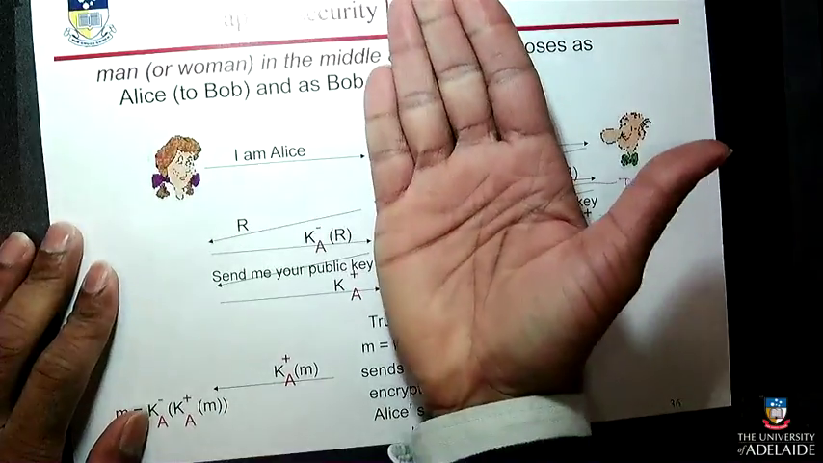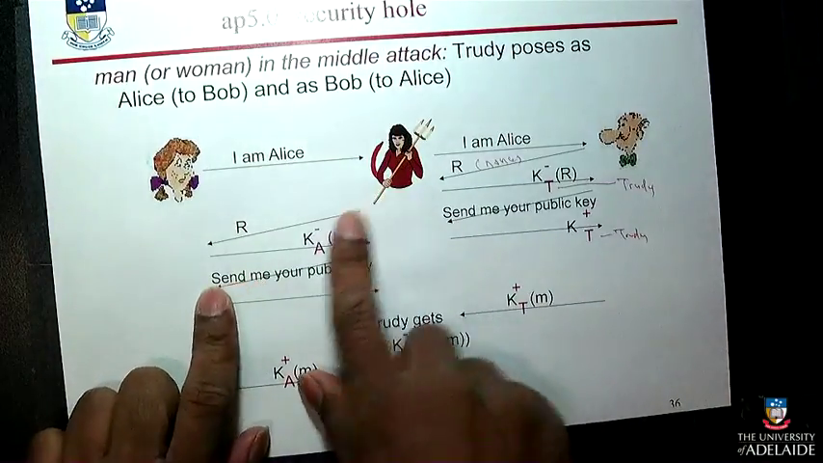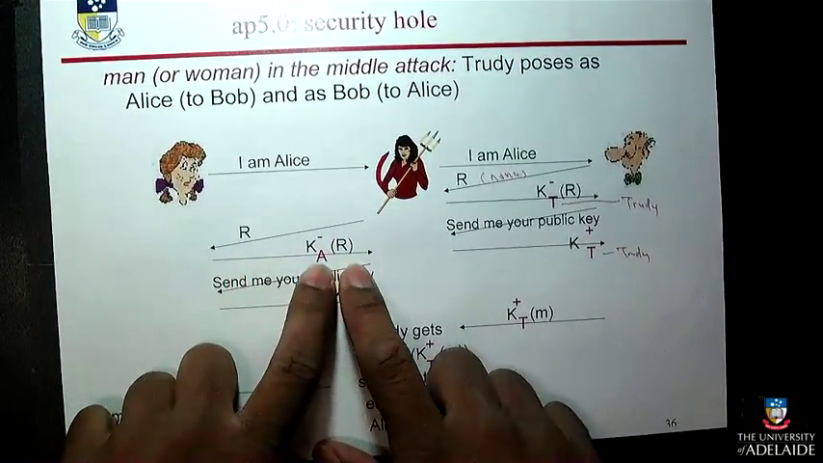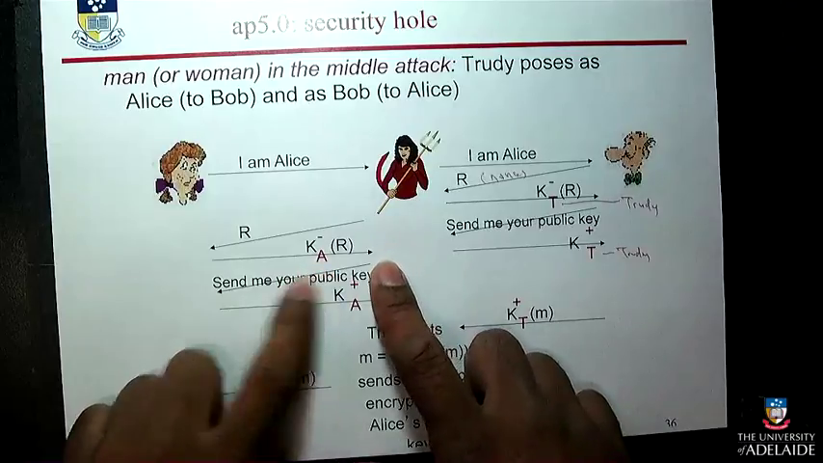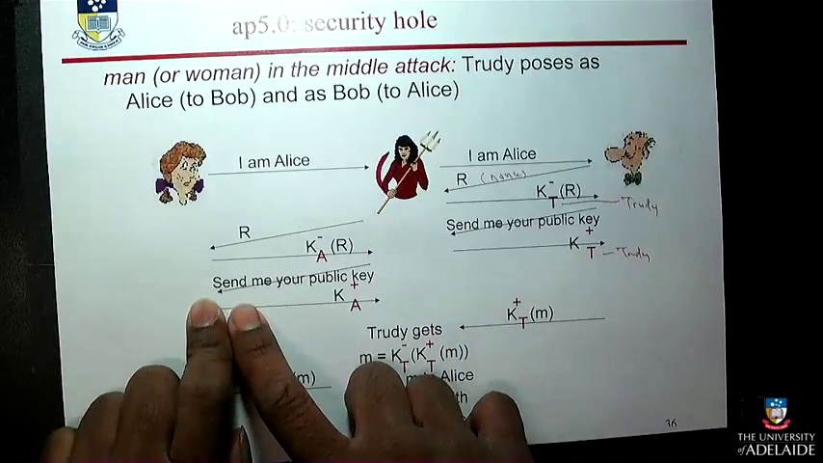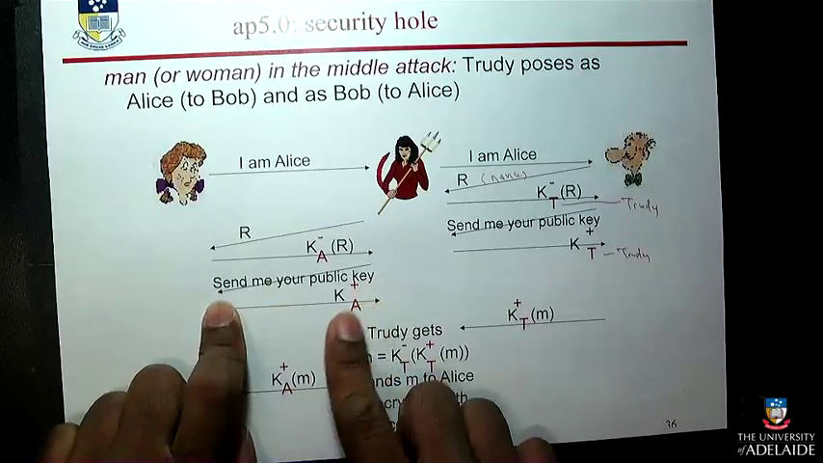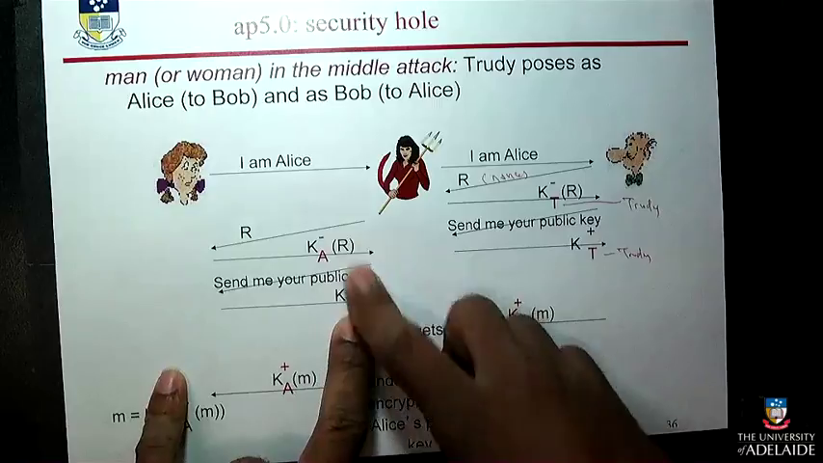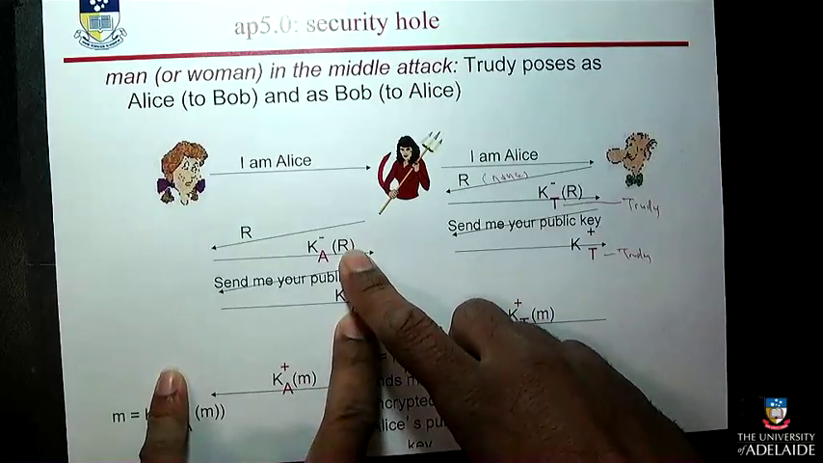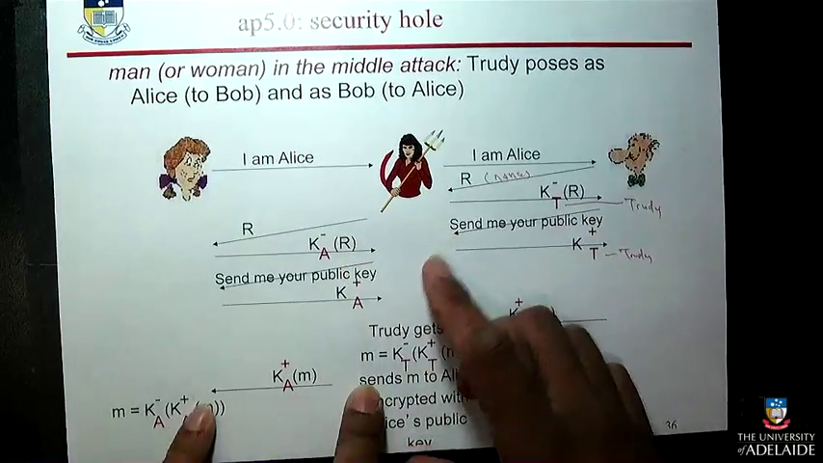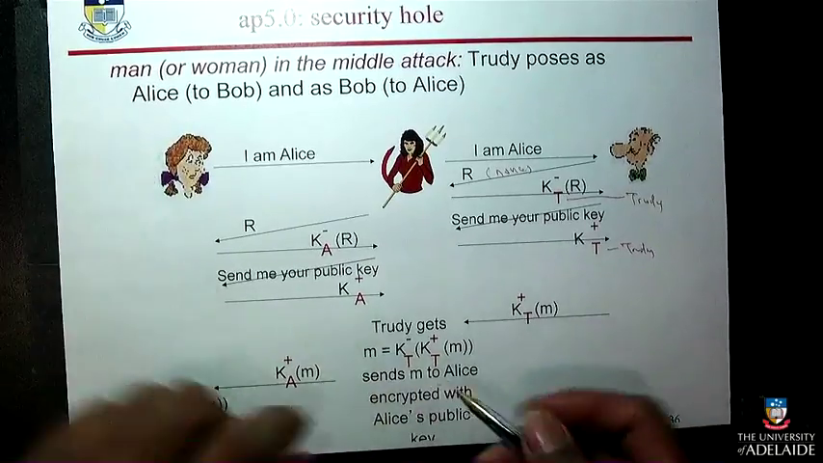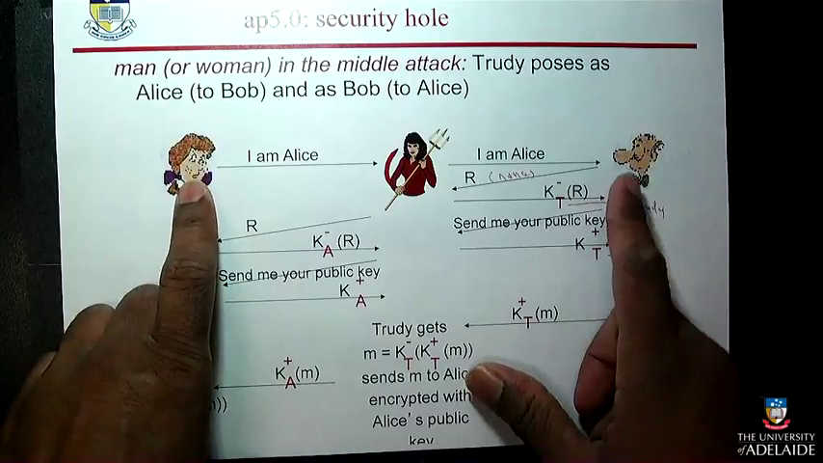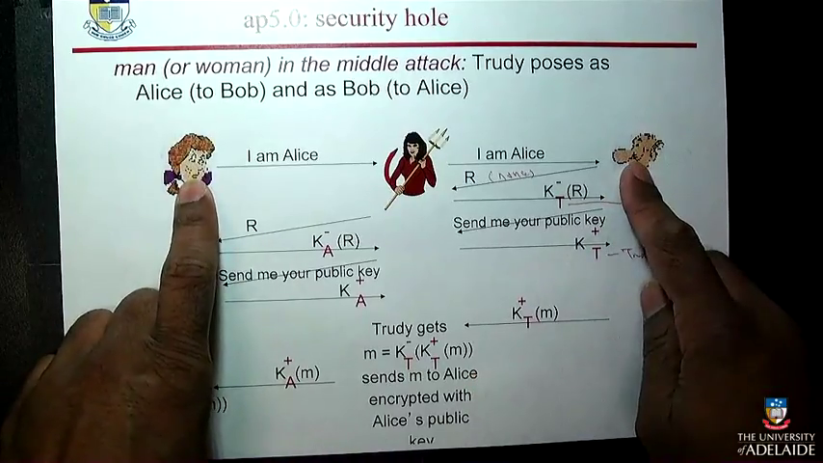But on the other side, Trudy replays this same message to Alice, sends a nonce, then Alice encrypts it with her private key. Trudy goes, send me your public key, right? And then Alice sends back a public key. Now, Trudy can obviously decrypt this message if she wants to, yeah? So Trudy gets hold of all the messages that are going between Alice and Bob, because Bob is now using whose key?